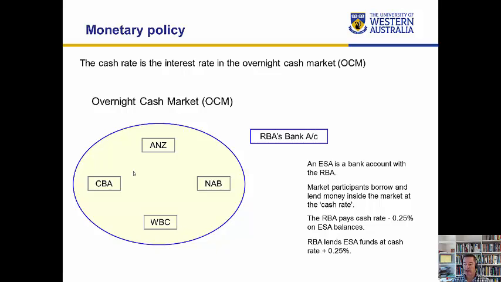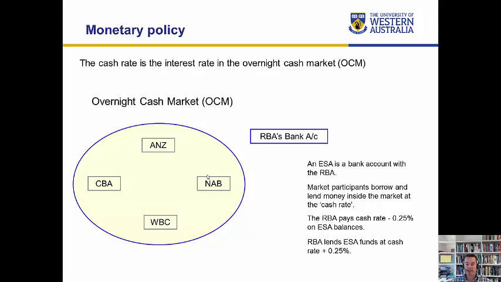Now the lending between banks mainly occurs to settle interbank payment obligations. So if one bank needs to send another bank money at the end of the day and it doesn't have enough money in its exchange settlement account, then it needs to borrow money from somewhere else in the market so that it can make that transfer to the other bank, and the cash rate will be paid on that loan.